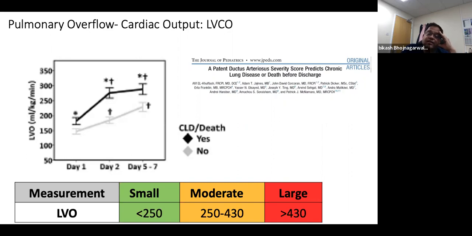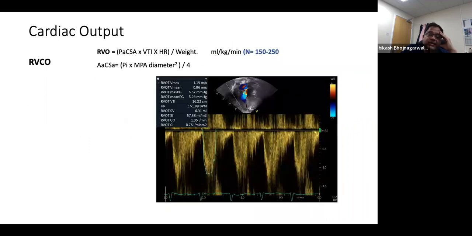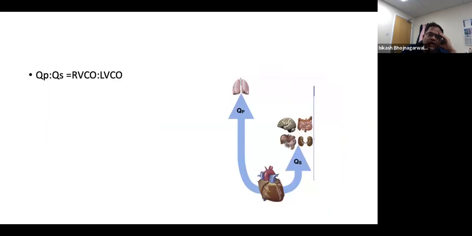Again, a key in this severity score study published recently did show that babies with high cardiac output have a high incidence of CLD and death. In terms of defining cardiac output, we think that more than 430 is a reliable cutoff and should be considered high risk for BPD and CLD. We can also measure the right ventricular cardiac output in a similar way, and then try to do QP/QS ratios.